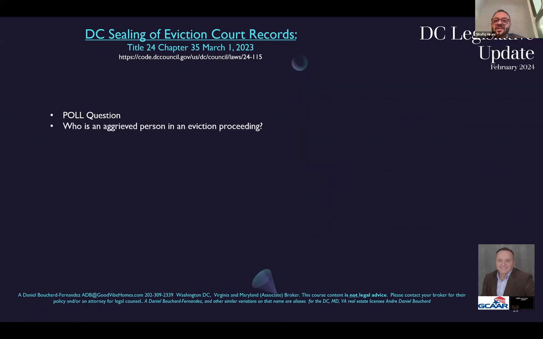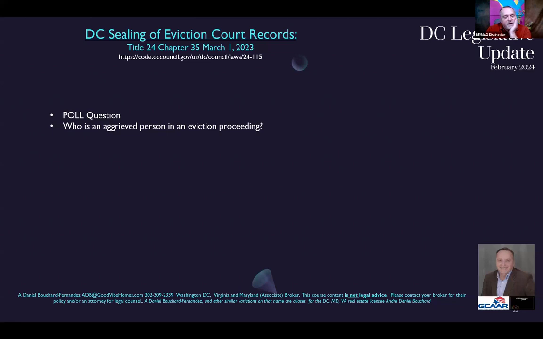Okay. DC sealing of eviction court records. This is a new law that was enacted at the same time. All right. Who's an aggrieved person in an eviction proceeding? So if there's an eviction proceeding, who is the aggrieved entity? Who can tell me that? By DC, it would be the tenant.